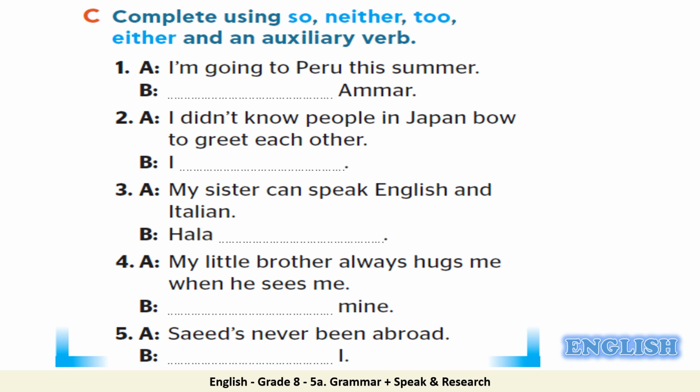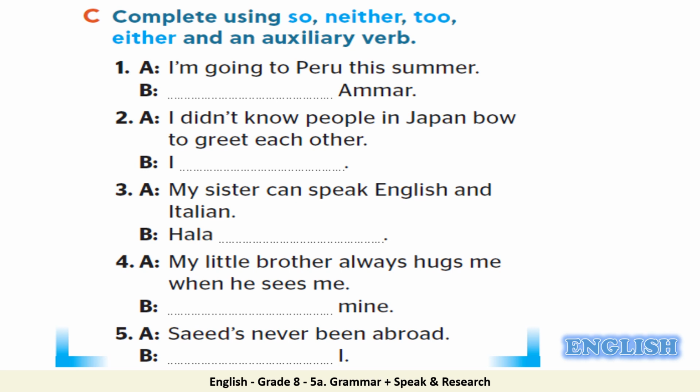Move with me now to activity C. Complete using so, neither, to, either, and an auxiliary verb. Dear students, pause the video here, read the dialogues carefully, put your answers, then check your answers with me. Okay. 1. I'm going to Peru this summer.